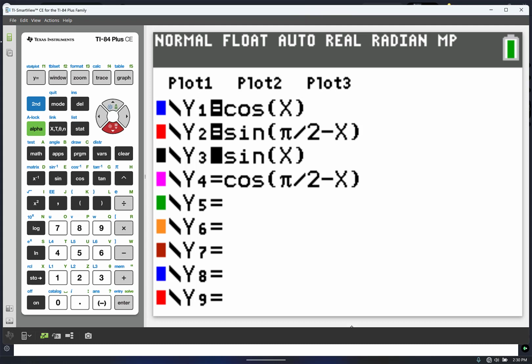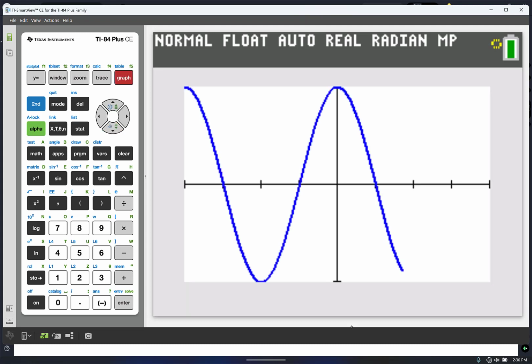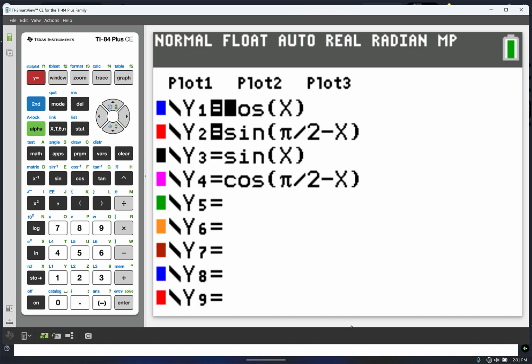Okay, so there's cosine x, there's sine pi over 2 minus x. I'm going to push graph. Look, there's cosine x in blue. And then look, there's sine of pi over 2 minus x in red. Cool, right? All right, I'm going to go back to my y equals.